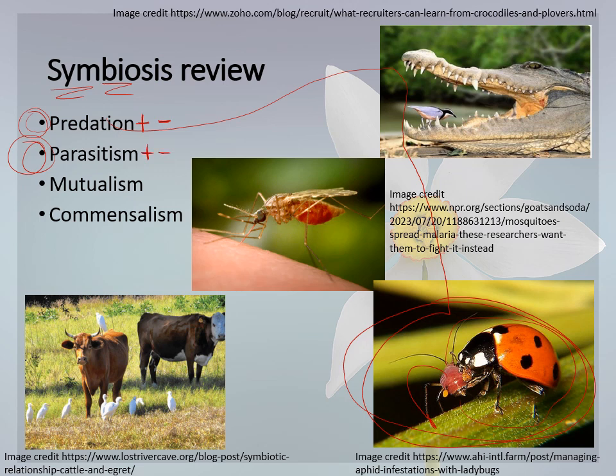Parasitism is similar in that it is a positive negative. Something gets a snack, but the other thing loses some nutrients but doesn't die completely. An example here is the mosquito feeding off of the host human. Aphids feeding off of the plant is also an example of parasitism.